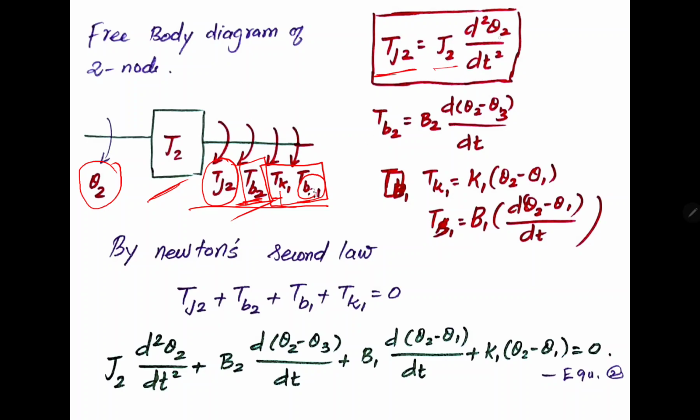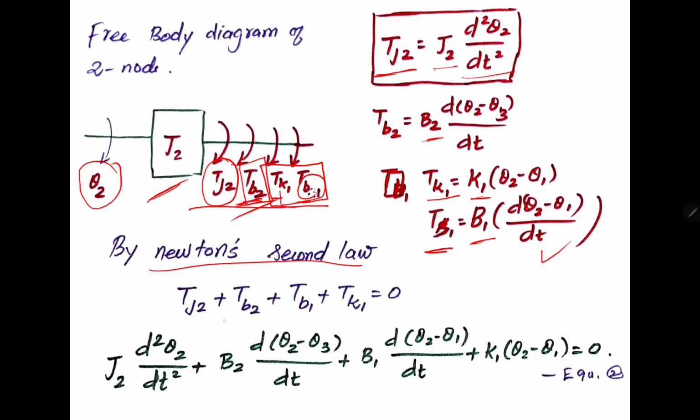Tj2 is equal to J2 into d square theta 2 by dt square. Tb2 is equal to B2 into d of theta 2 minus theta 3 by dt, because B2 is in between J2 and J3. Tk1 is equal to K1 into theta 2 minus theta 1. Tb1 is equal to B1 into d of theta 2 minus theta 1 by dt.